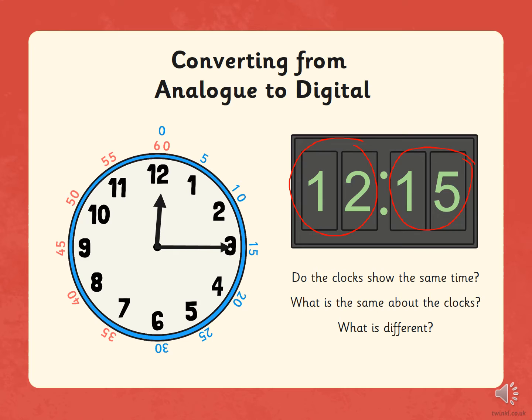So if we have a look at our analogue clock, we can see that our short hand, our hour hand, is just past the 12. Our longer hand, our minute hand, is pointing at the 3. That 3 shows us those 15 minutes. The 12 is represented by this first number before the colon here. So the hour goes in first, the 12, and then we count round to find our minutes, and they go after our colon.